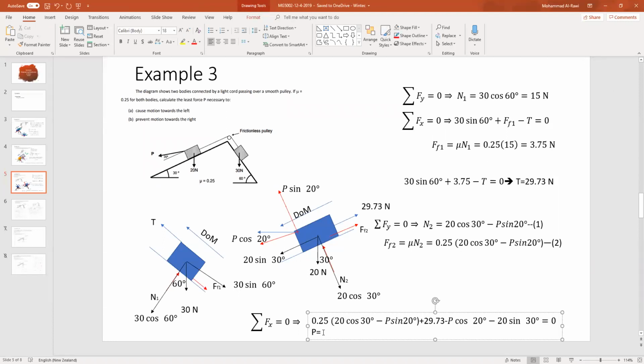The final answer for the P is equal to 23.58 newtons. That's the final answer for this part A. This is only for part A, cause motion towards the left.